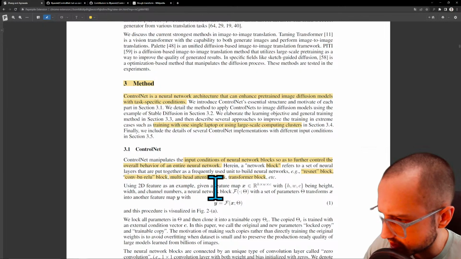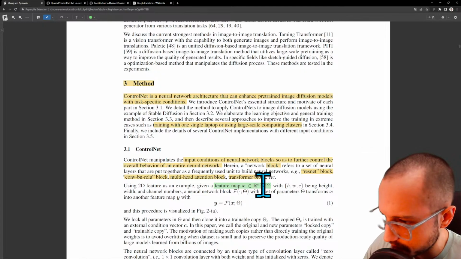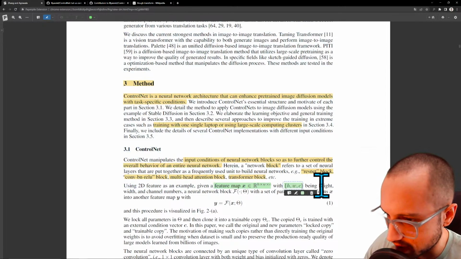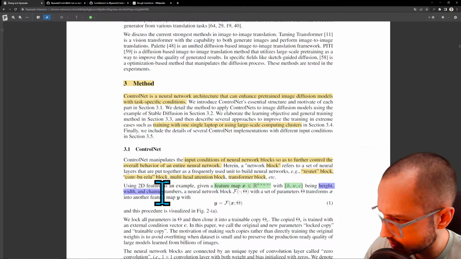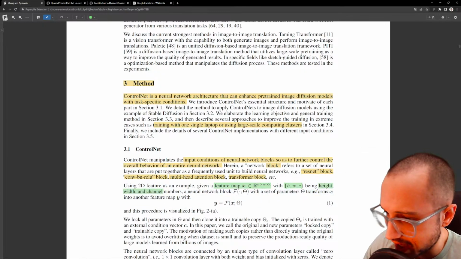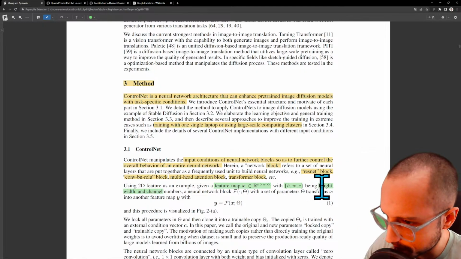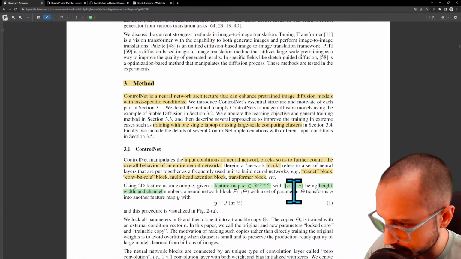Using 2D features as an example, given a feature map, okay, so we finally have some math definitions here. We have a feature map x, and the dimensionality of this feature map is H by W by C, where H, W, and C are height, width, and channel, right? So an image is going to have 3 channels, right? A channel for the red pixels, channel for the blue pixels, channel for the green pixels. And images are going to have some height and some width, right?